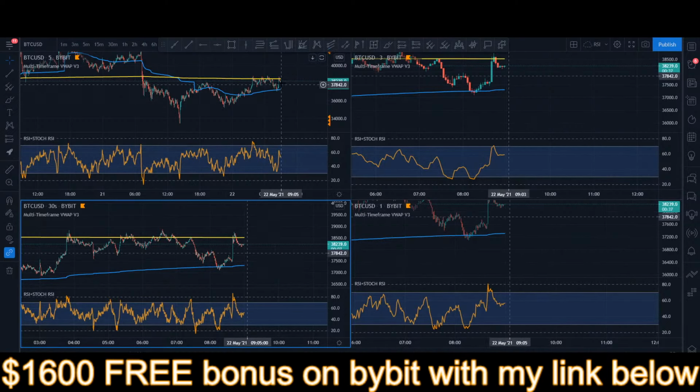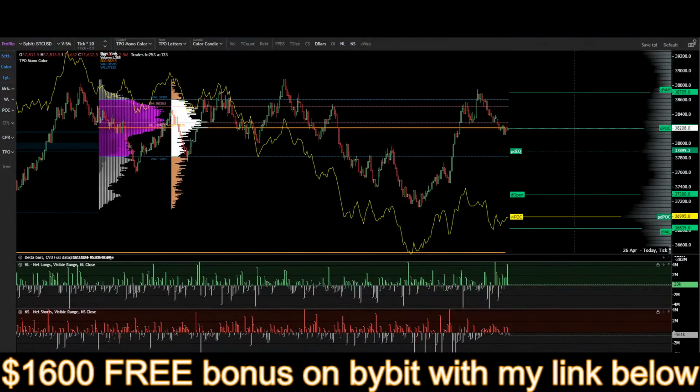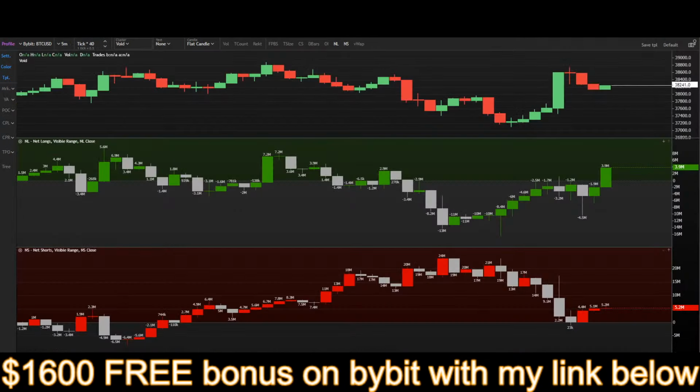So we have our targets. If we do come down, we have our targets to the downside. We do have our targets to the upside. And we've gone over what we're looking at on Exo charts. Let's go ahead and take a look at the net longs, net shorts.